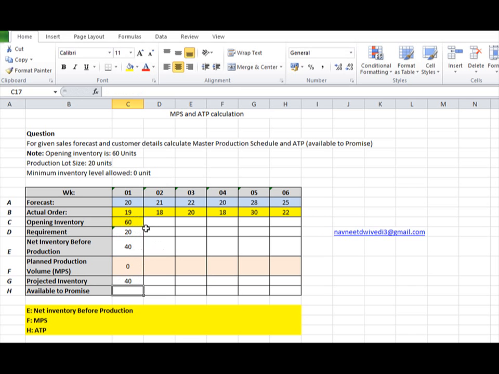Okay, we'll just copy down this formula over here. I'll just put it down for the rest also. It's quite clear now for you how to do it.